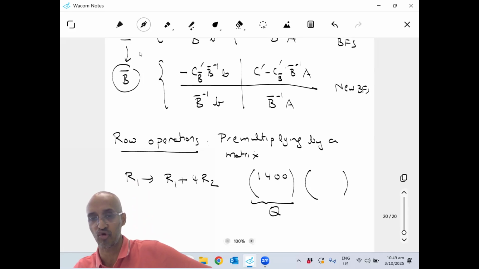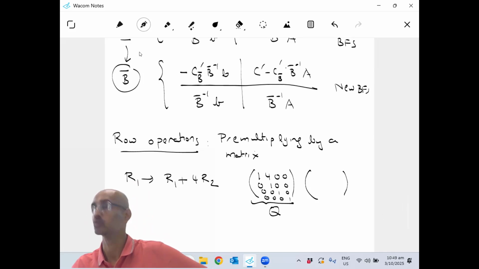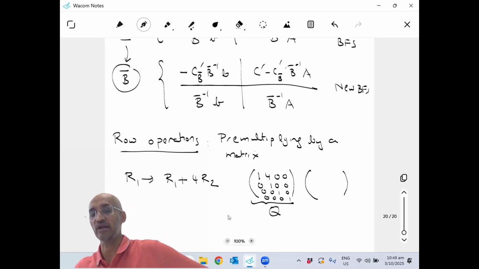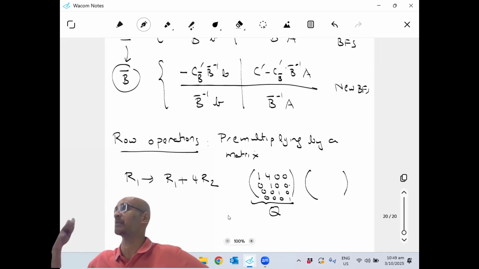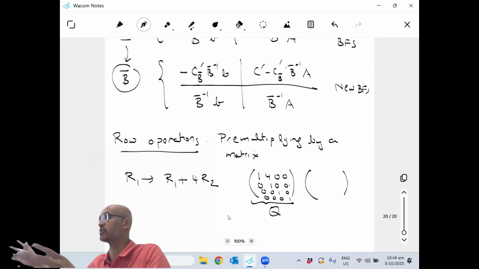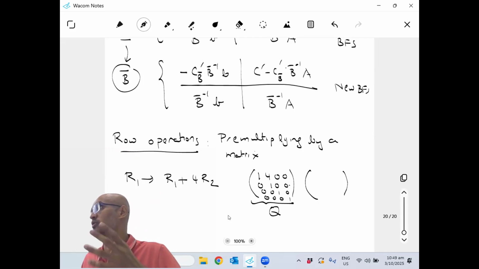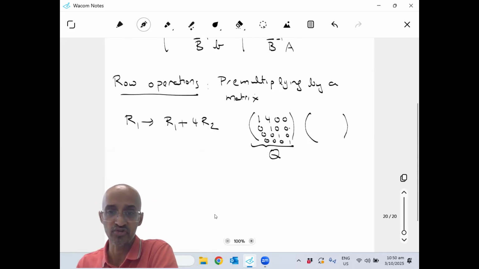This is going to be 1 4 0 0, let's say this has 4 rows. If I'm doing a row operation of this type, this is exactly what a row operation is. It's pre-multiplying by a matrix. So this is row one plus 4 times row two. Row two stays the same, row three stays the same, row four stays the same. If I do multiple row operations, I'm just pre-multiplying by a sequence of these matrices. That's what row operations mean. This is just a reminder.